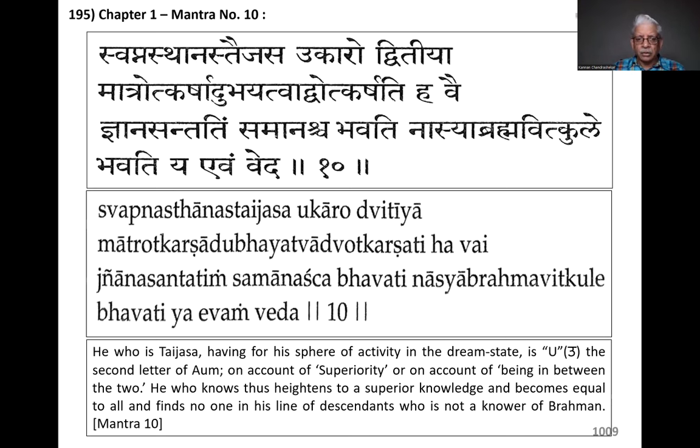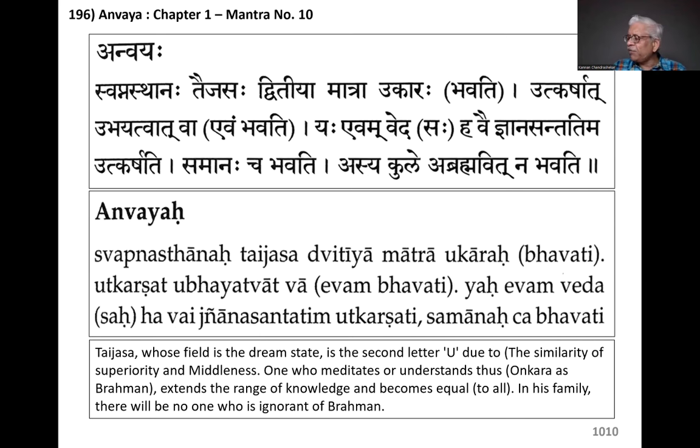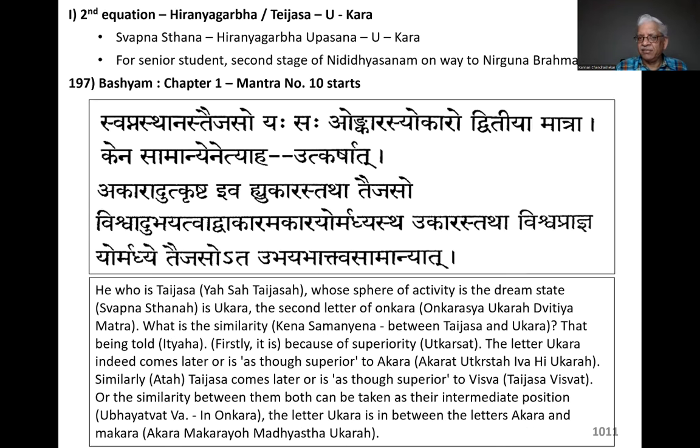So here what we are describing is Taijasa, the second letter Ukara. We have finished Ukara in the 9th mantra. Akara stands for the waking state. The middle letter Ukara stands for the dream state. It is called Taijasa. And one who meditates on Omkara, on the Ukara, will enjoy certain benefits. We'll see what those benefits are. But the main thing you should understand is Ukara stands for the dreams.